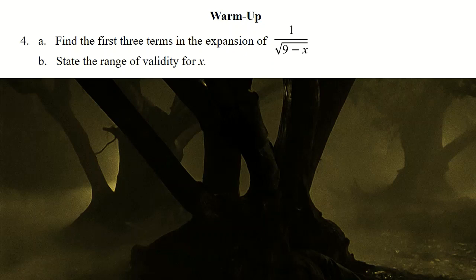Okay, so the final question in the warm-up is a binomial expansion, and it's the first three terms of 1 over the square root of 9 minus x, and you're also asked to state the range of validity for x. Okay, please pause the video and try this. Okay, so the following video will combine parts A and B.